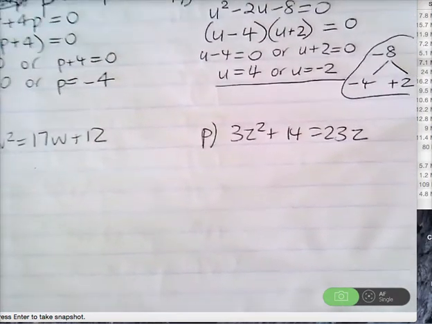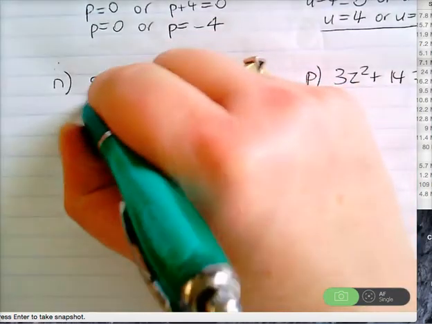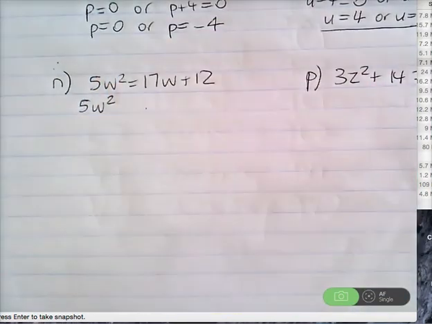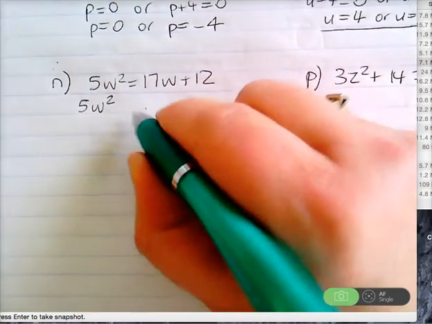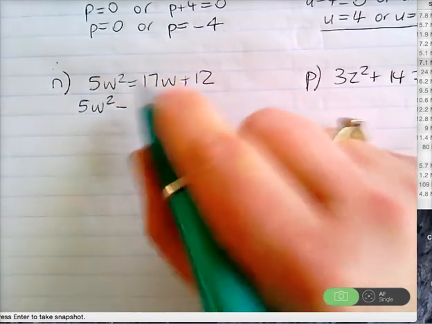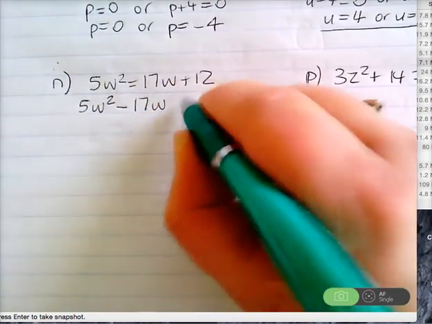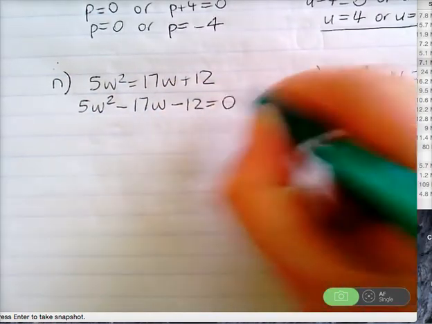You're not going to see that once I move this screen, but you should have that done by now. We're doing N. Girls, what do I do? 5w squared equals 17w plus 12. Move it all over to the left-hand side. So what does it become? 5w squared minus 17w minus 12 equals 0.